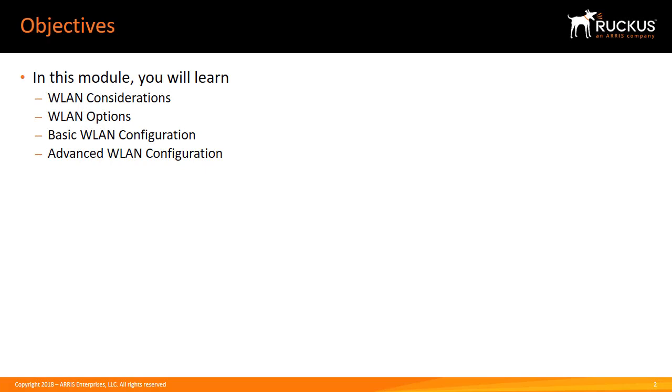So the objectives for this particular video are that we're going to take a brief look at some wireless LAN considerations. We're also going to look at the wireless LAN options that are available to you when configuring in SmartZone, and then we'll look at the basic and advanced wireless LAN configuration options that you have.